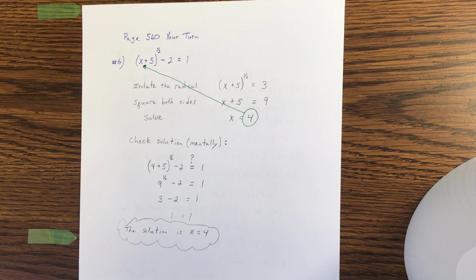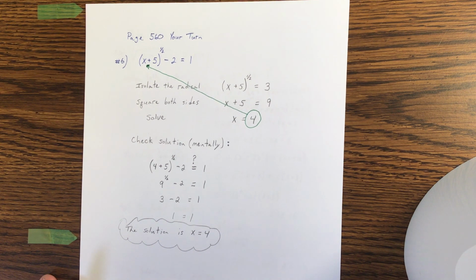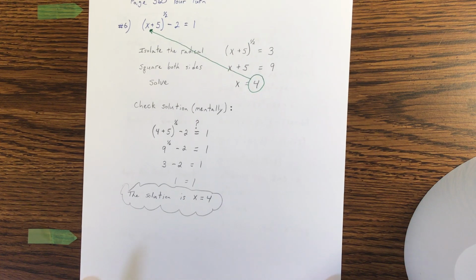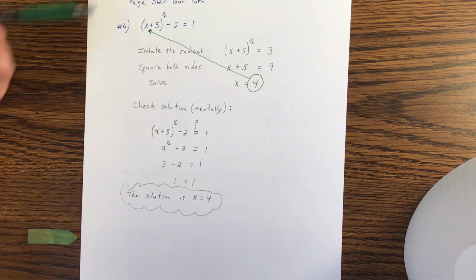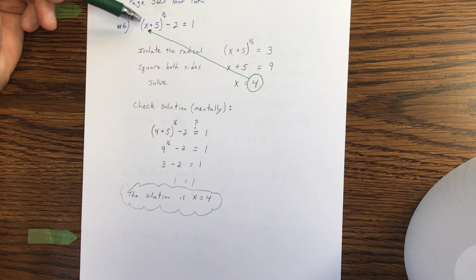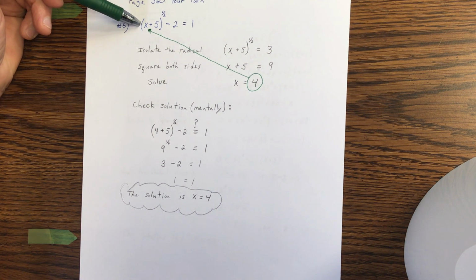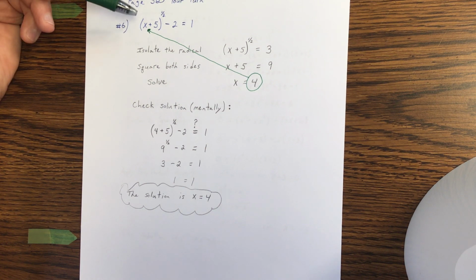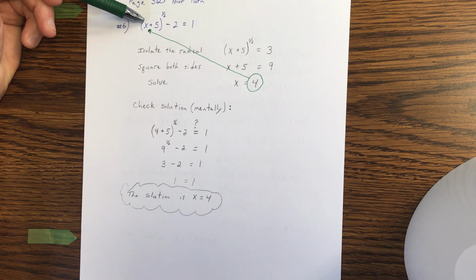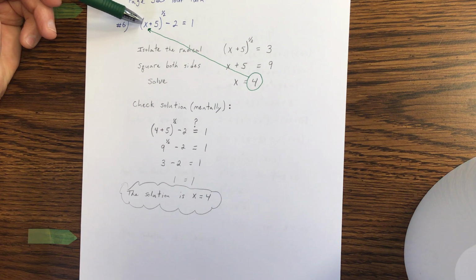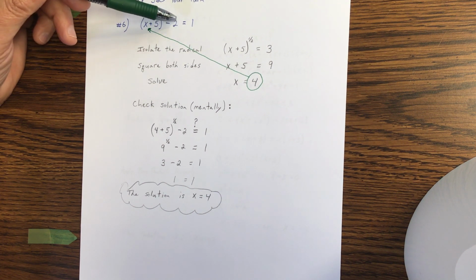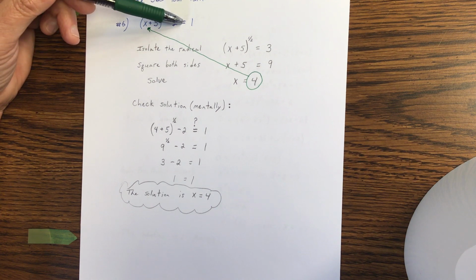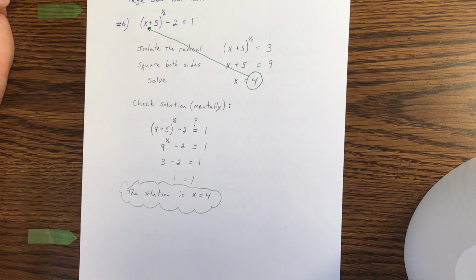So let's start off with the Your Turn on page 560, question number 6. We're given x plus 5 to the power of 1/2. Anytime you see a power of 1/2, that means square root. So we have the square root of x plus 5, minus 2, equals 1. Our whole goal in this section is to find the value of x, or all the values of x, that will take this equation, plugging it in, doing our order of operations, and finding out if the left side really equals the value on the right side.